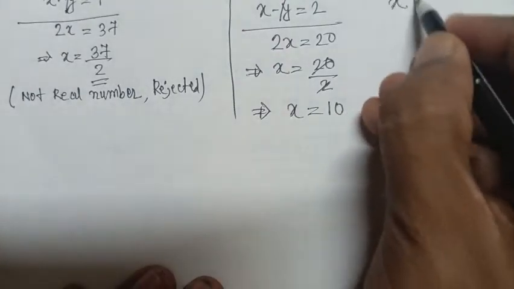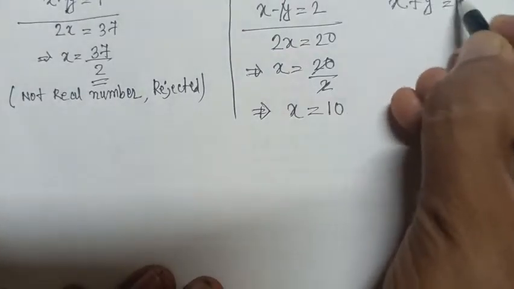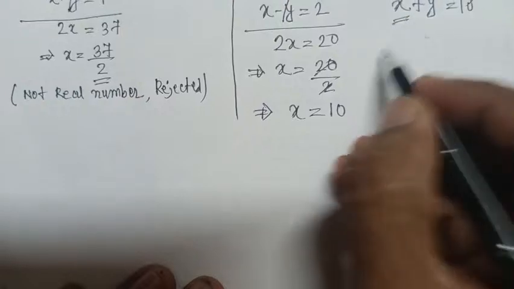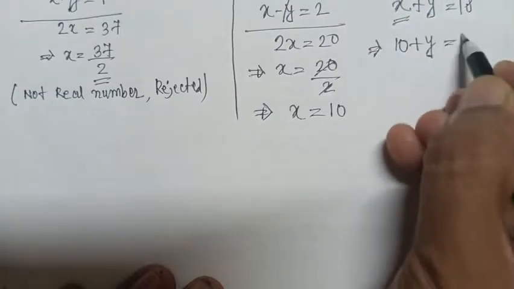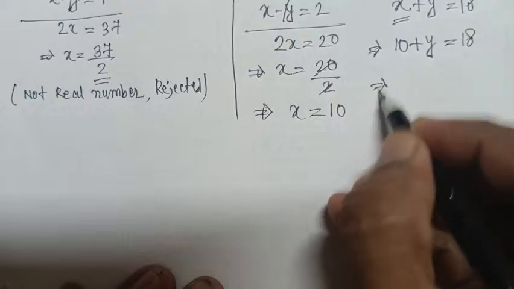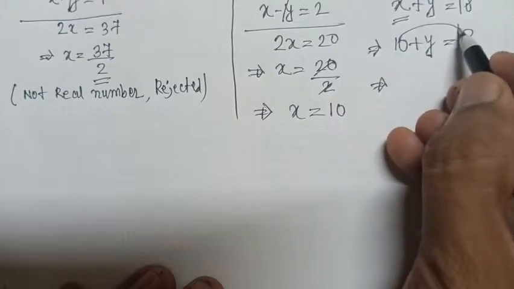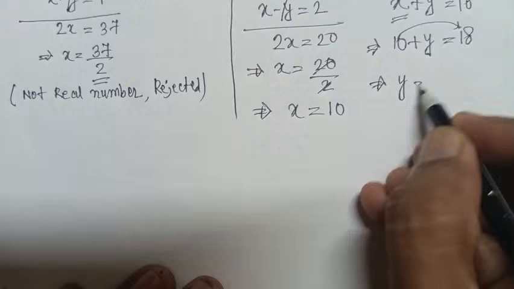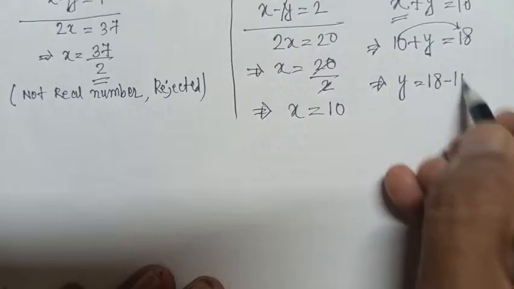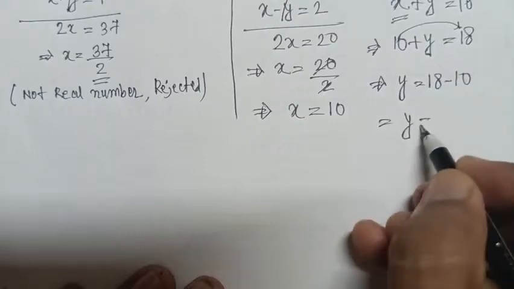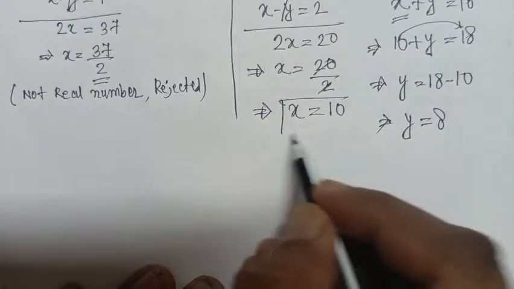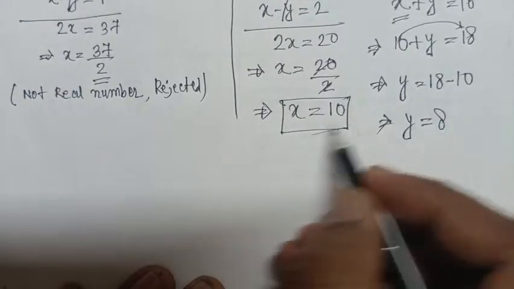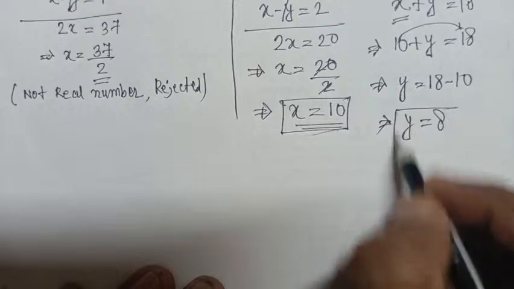Now we got x plus y is equal to 18. If we put the value of x here, so 10 plus y is equal to 18. So if we move this to the right hand side, then it should be 18 minus 10. So y should be 8. So we get those two values of x and y. X is equal to 10 and y is equal to 8.